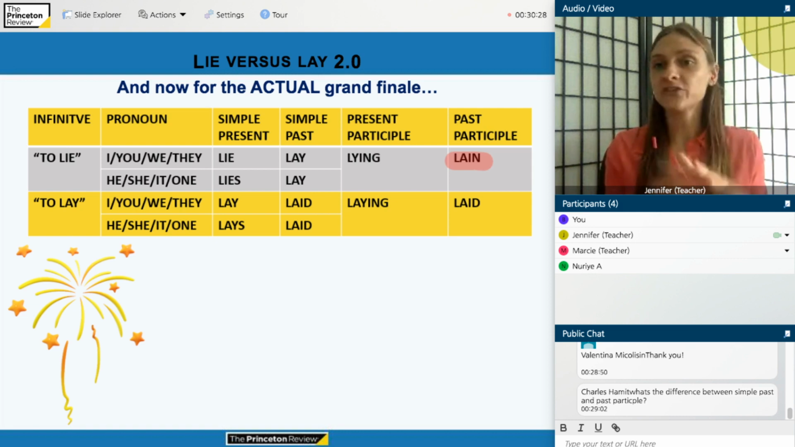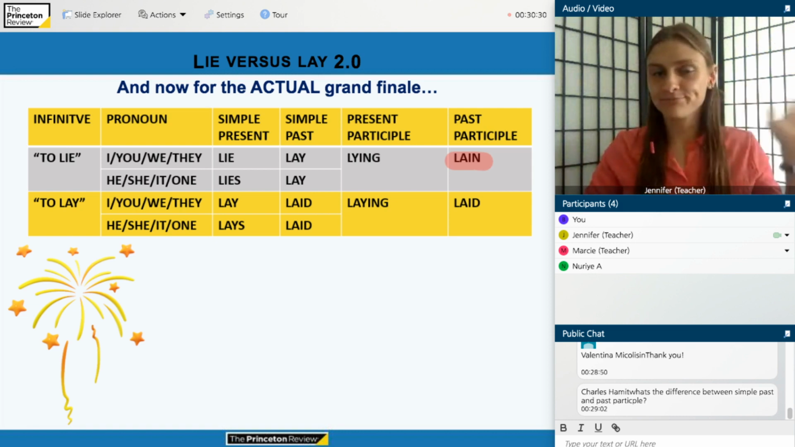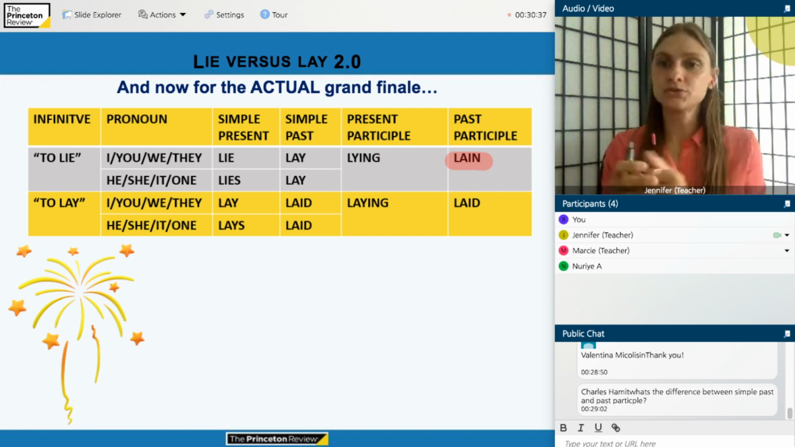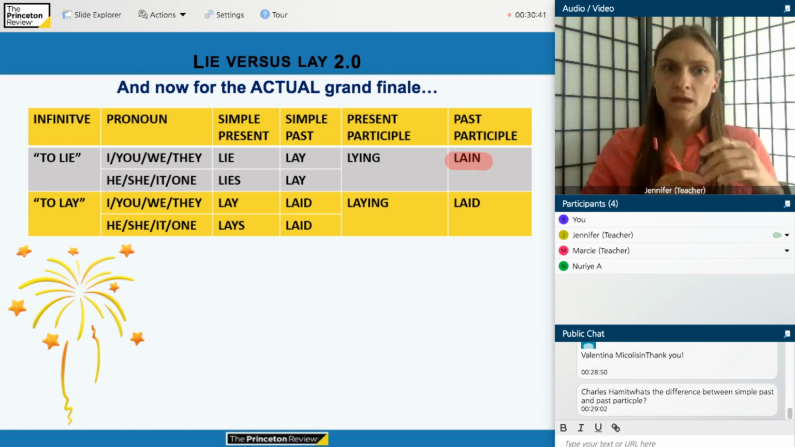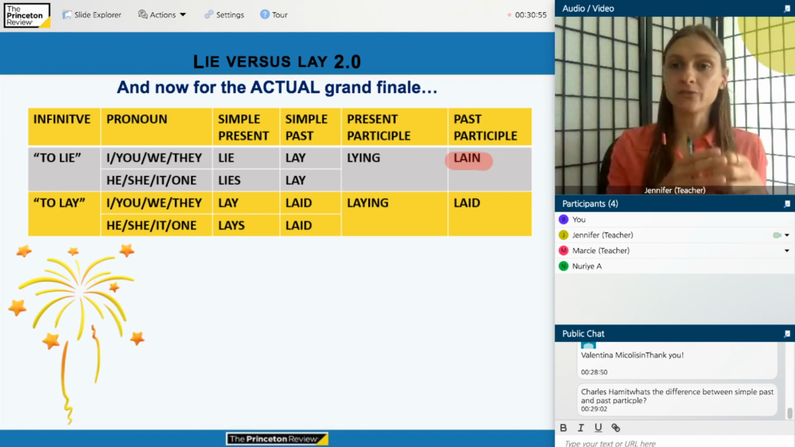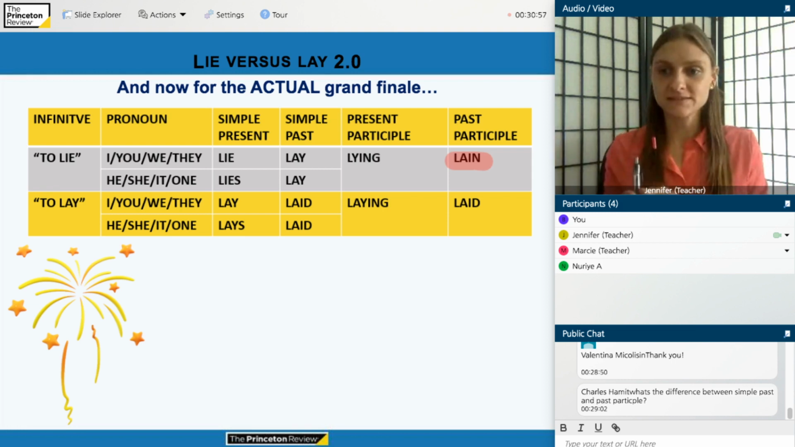So the simple past is when you're just talking about something that happened yesterday or the other day at a certain point of time, versus the past participle, which is used to form the other tenses. So I could say, let's say, by tomorrow afternoon, I will have lain on this grass for 14 hours straight. So I'm using that past participle to form the tense. Does that make sense?